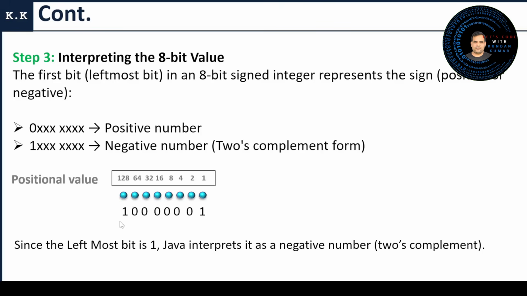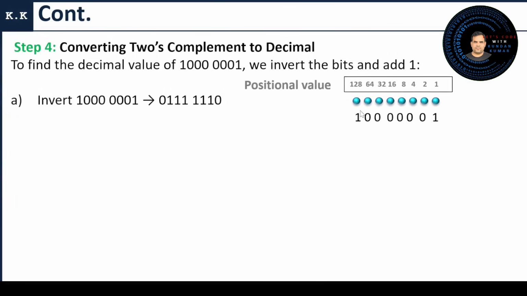So this bit, if it is a 0, it is a positive number, and if this bit, you can see the leftmost, is 1, it is a negative number, 2's complement. So fine, let's go to step 4 and see. This is the bit we are truncating.